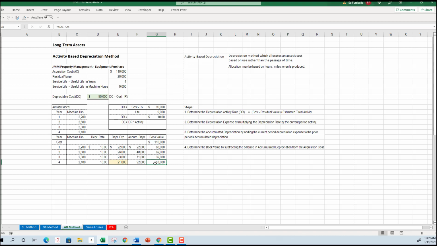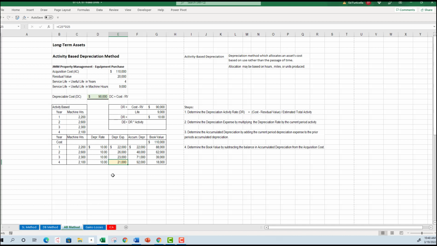Accounting does not let you depreciate an asset below the residual value. In our case, the residual value is $20,000, and we're currently at $18,000. In addition to that, accounting does not let the accumulated depreciation balance exceed the depreciable cost. Our depreciable cost is $90,000. Our accumulated depreciation balance is $92,000. So for year 4, we cannot take depreciation of $21,000.